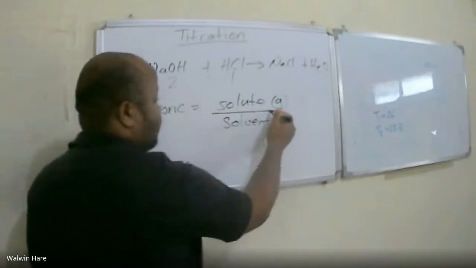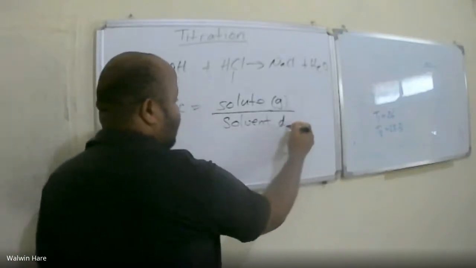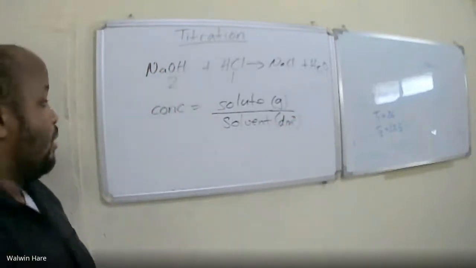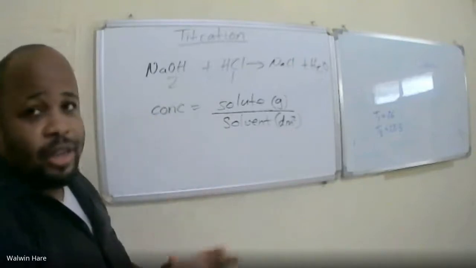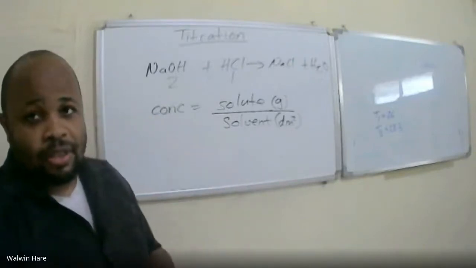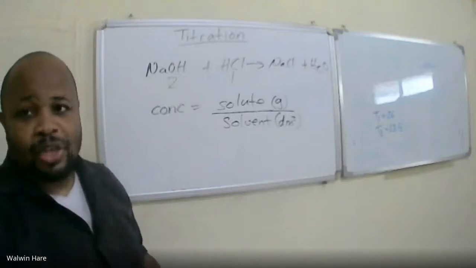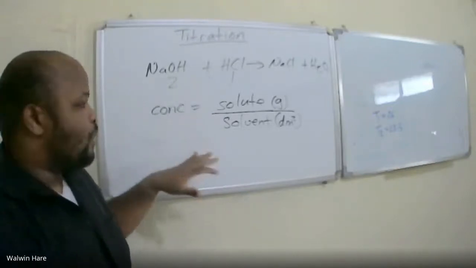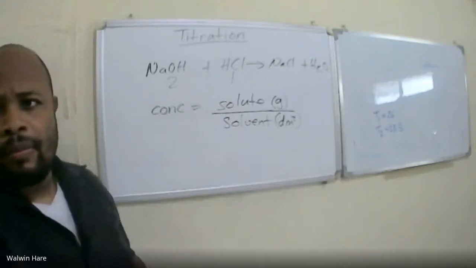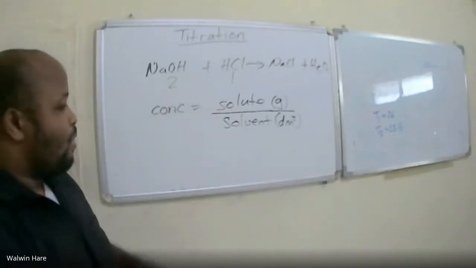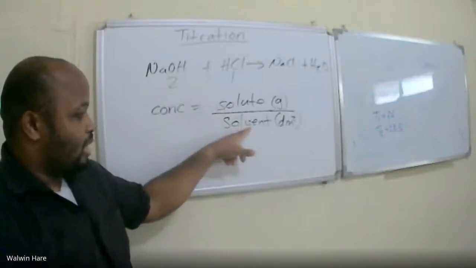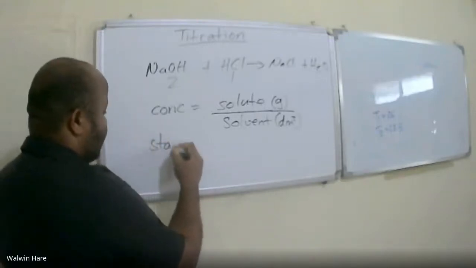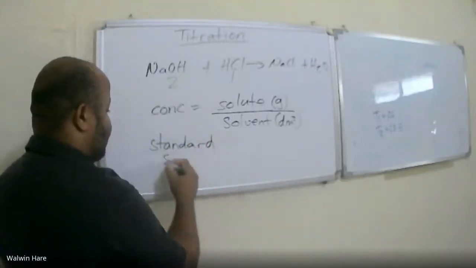And the solvent is going to be in dm cube, right? The volume. So if you just get a container and pour some water inside of it and add some chemical, whether sodium hydroxide or any chemical, you cannot calculate the concentration because you did not measure any of these. Now, if you measure the amount of solute as well as the volume, then that solution is what we call a standard solution.